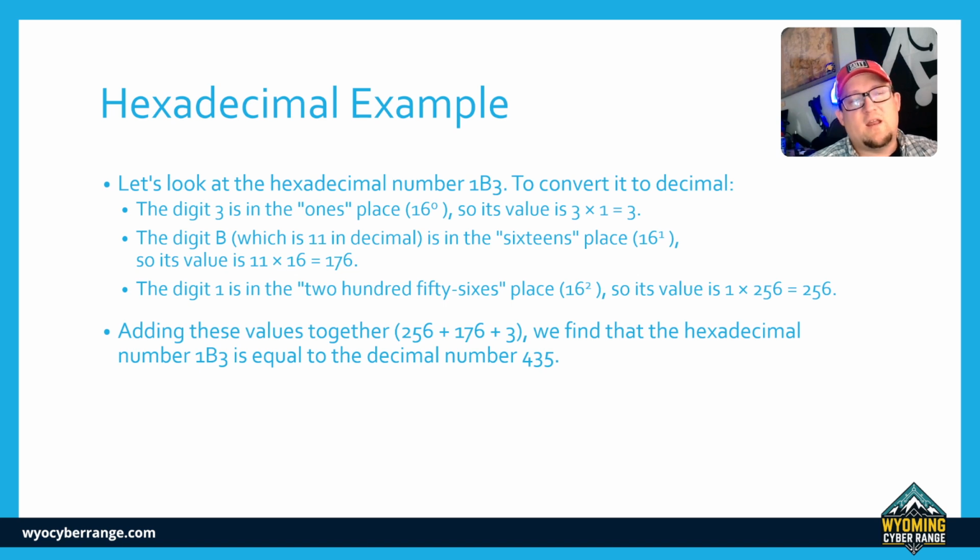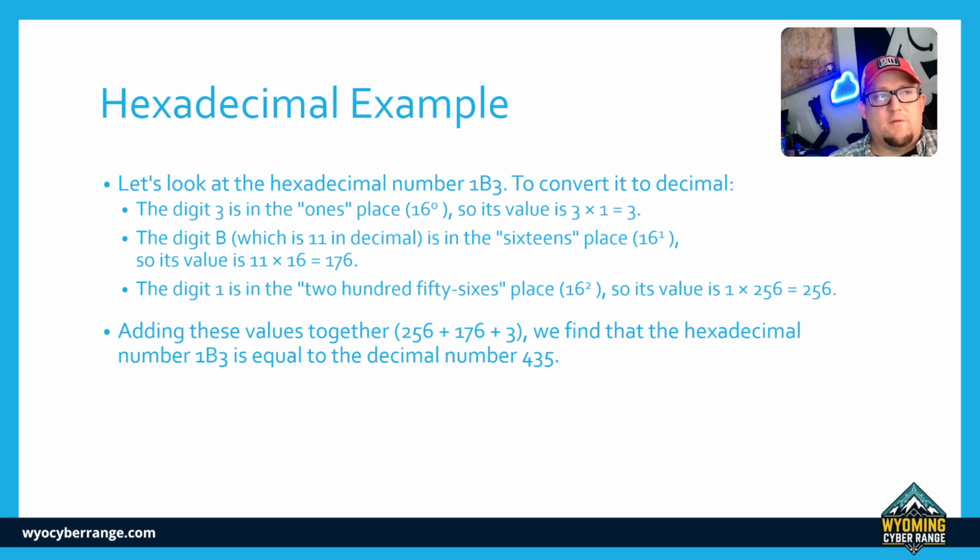Now, if we look at a hexadecimal example, we'll notice the same thing we've noticed with base 10 and base 2. Hexadecimal looks a little different because now we have A, B, C, D, E, F. They have value, and we can break this apart. So instead of 10 or 2, our base is going to be 16. Our first number is in our ones place. So 16 to the 0 power equals 1, and 3 times 1 equals 3.